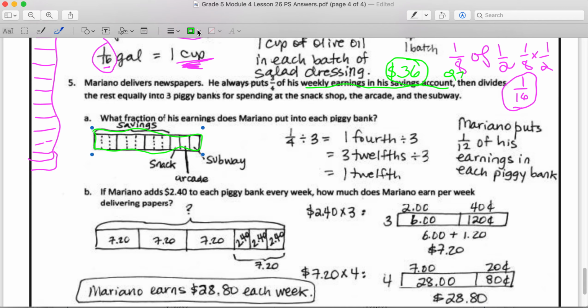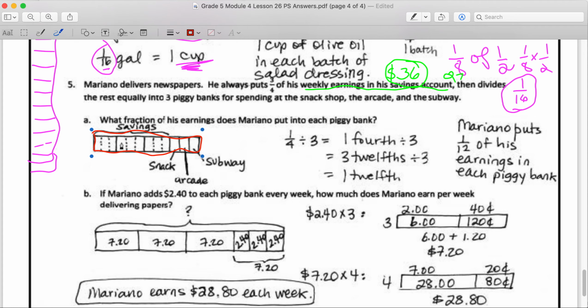Let's do that in another color so you can see it. Let's see. Undo it. Okay. So here's 1, 2, 3, 4. So 1, 2, 3, 4. There's the fourths. Okay. Then 3 of them.